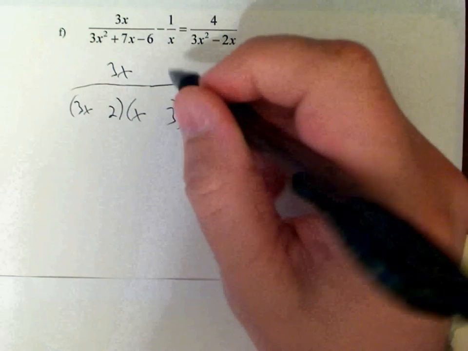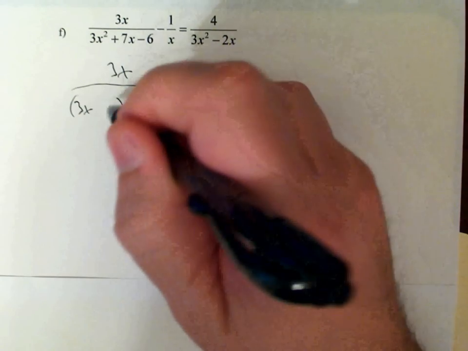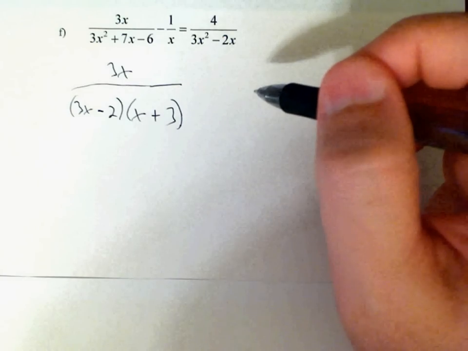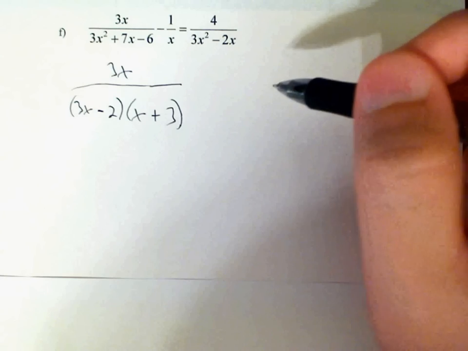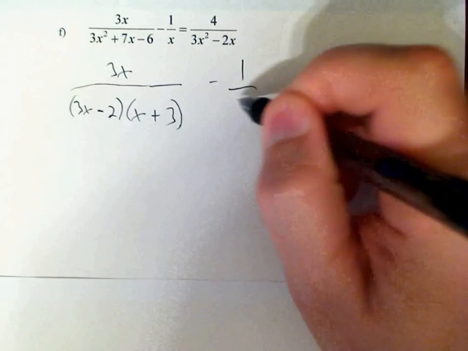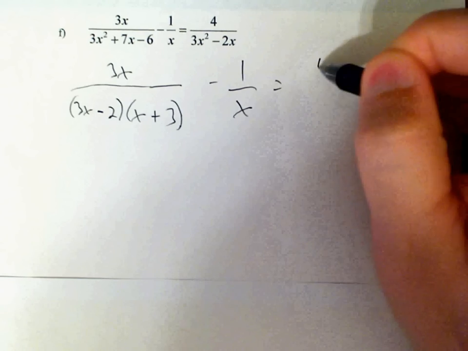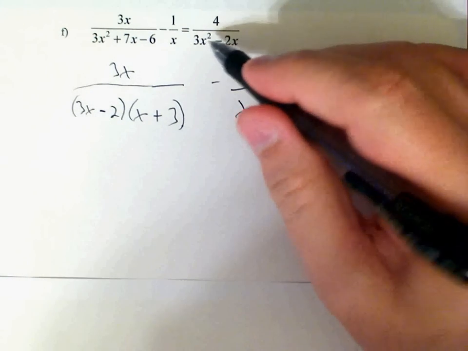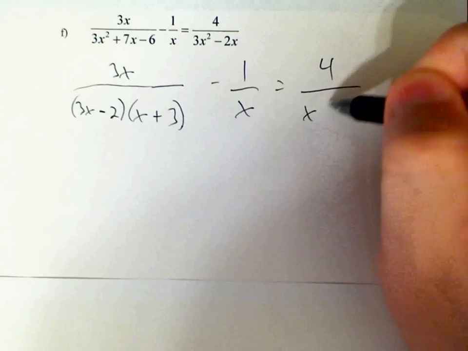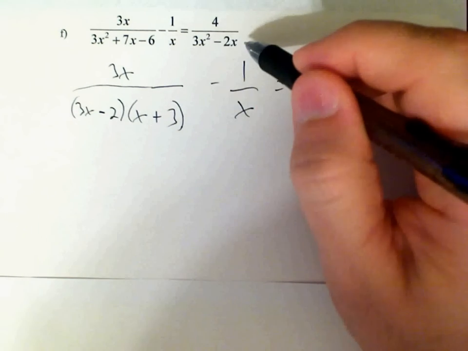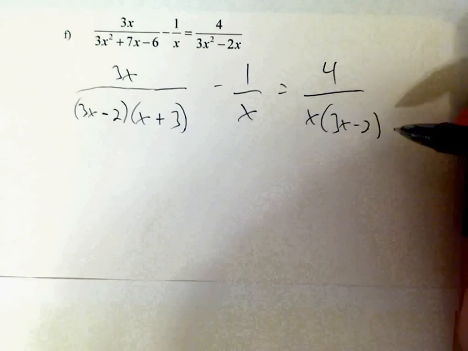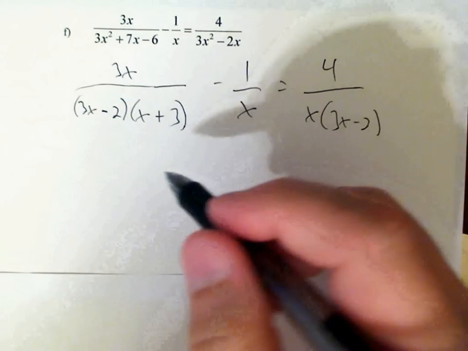To have a positive 7x, make that 3 a positive and 2 a negative. Now if you don't like that, do the AC method, grouping method, but I'm trying to save a little bit of time, so that's why I did that. Minus 1 over x, because nothing factored there, equals 4 over, when I look at this, I see a GCF. GCF is x. So when I divide by the x, I get 3x minus 2 left over. Now I'm ready to find the LCD.